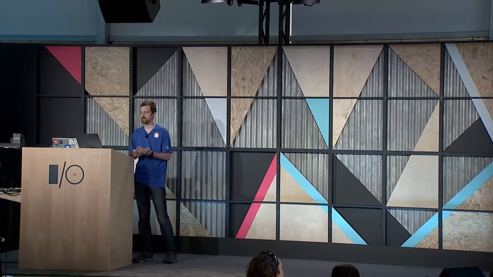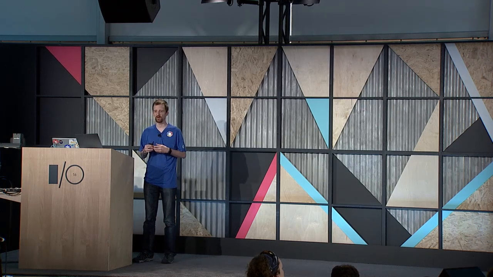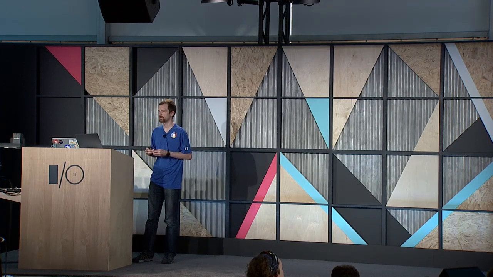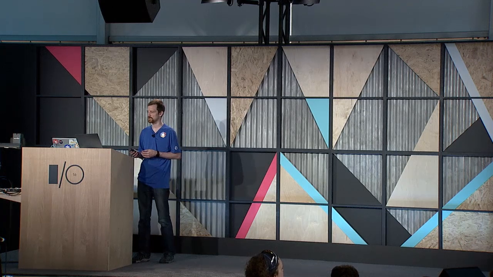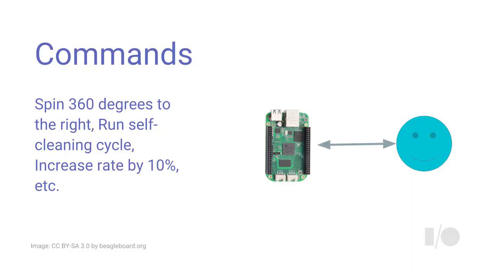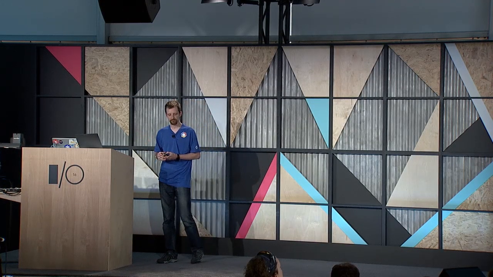But depending on the number of devices that you have, you could very quickly get into very large amounts of data and very high throughput. So you need to be able to handle that, and generally you quickly have to apply big data strategies. The fourth type of data that I wanted to talk about was commands. Commands are things that would be sent to the device, telling a specific device to spin 360 degrees or spin 90 degrees, or run a self-cleaning cycle, or do something.